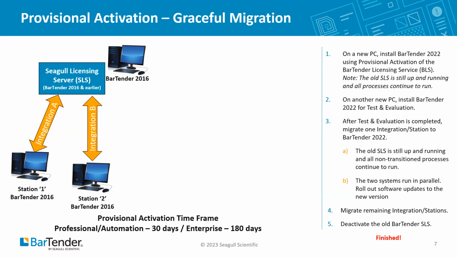Now, the provisional activation is what will allow you to migrate from 2016 and earlier instances to the newer instances that were developed after 2019 with no interruption to your current operations at all. We're going to go over the basic processes as outlined on the right side of the screen. First and foremost, as you can see, we've got two integrations running through Seagull licensing server, which would be through 2016 and earlier, be it your 10.x, your 9.x, 8, 7, what have you.